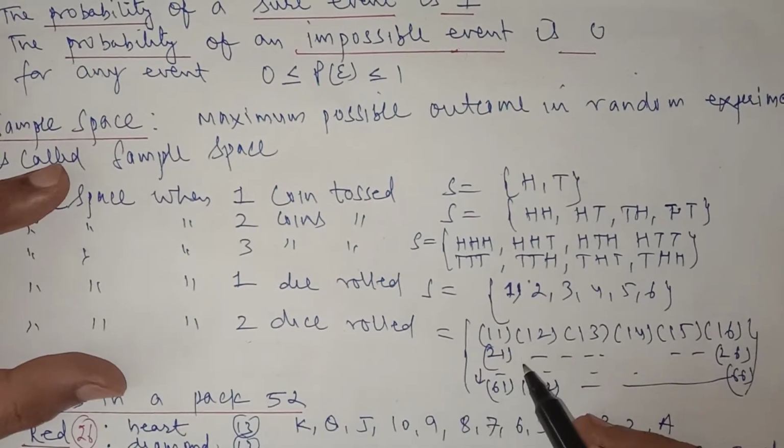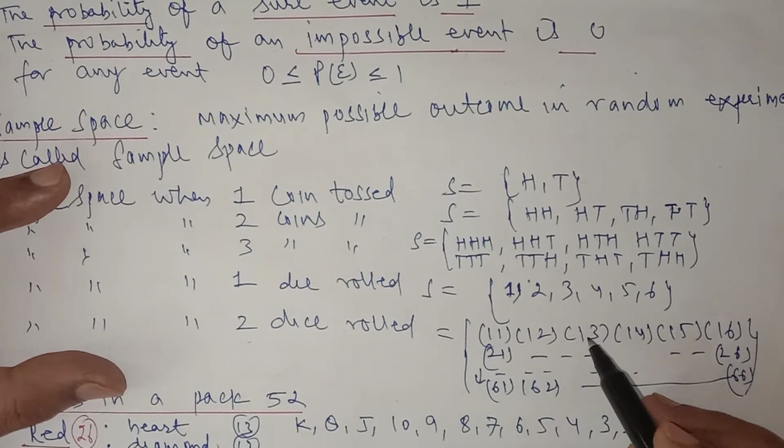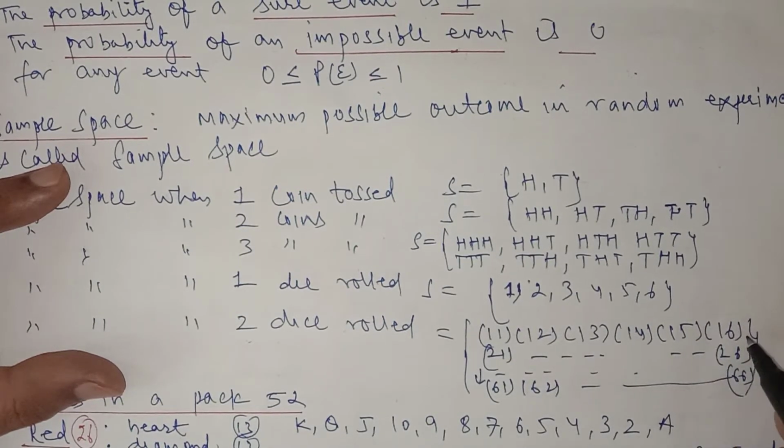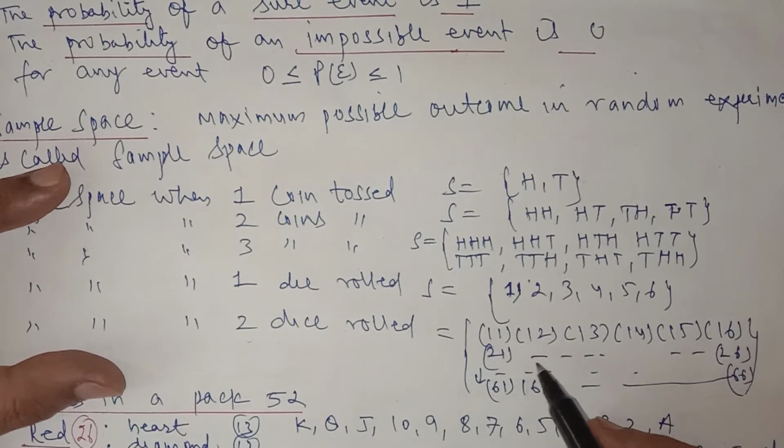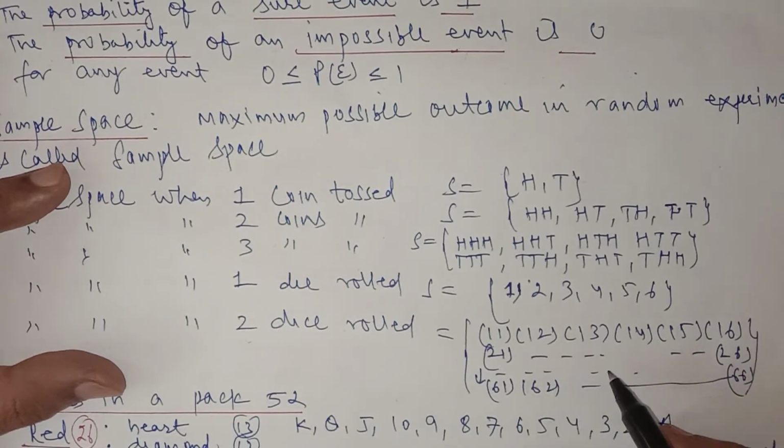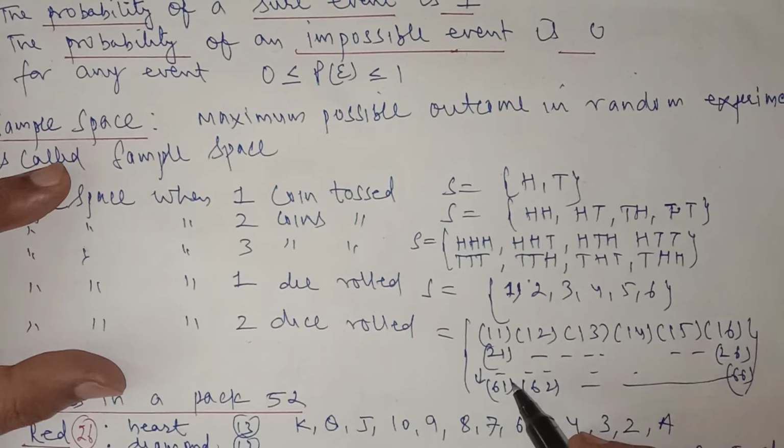For example, say it very carefully: 1,1; 1,2; 1,3; 1,4; 1,5; 1,6. 2,1; 2,2; 2,3; 2,4; 2,5; 2,6. 3,1; 3,2; 3,3; 3,4; 3,5; 3,6. 4,1; 4,2; 4,3; 4,4; 4,5; 4,6. 5,1; 5,2; 5,3; 5,4; 5,5; 5,6. 6,1; 6,2; 6,3; 6,4; 6,5; 6,6, and so on. That is total 36.